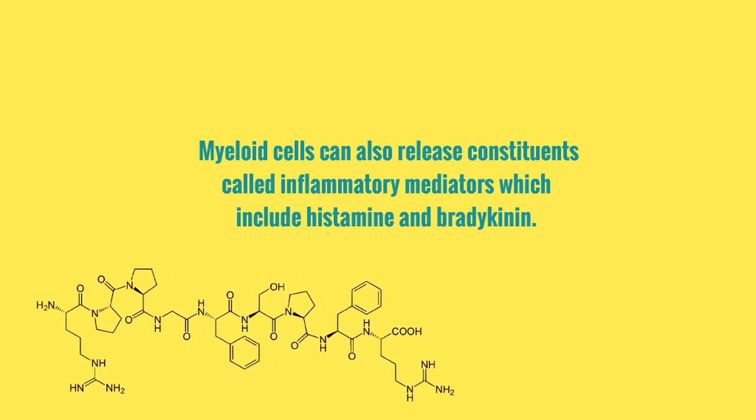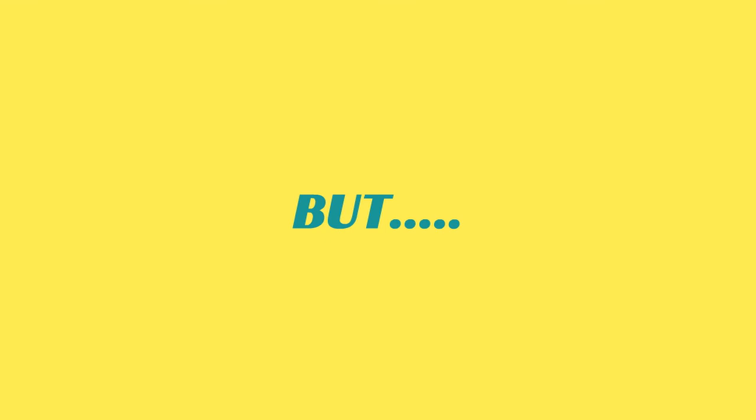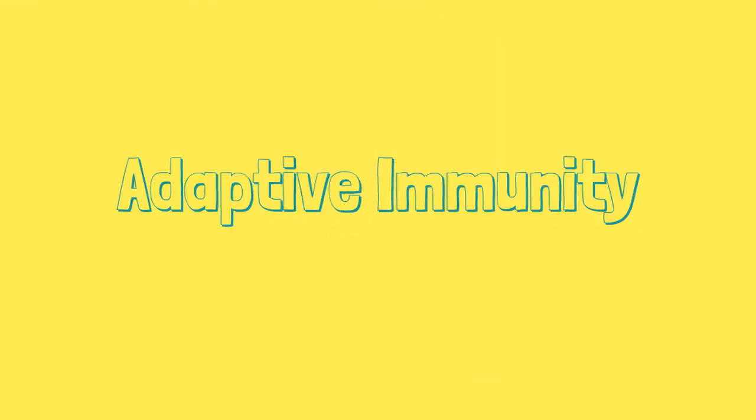With regards to injury, the myeloid cells release constituents called inflammatory mediators, which include histamine and bradykinin. These tissue hormones cause vasodilation. But what happens when the damaged or infected cells are not destroyed or eliminated? This is where the adaptive immune response comes to play.